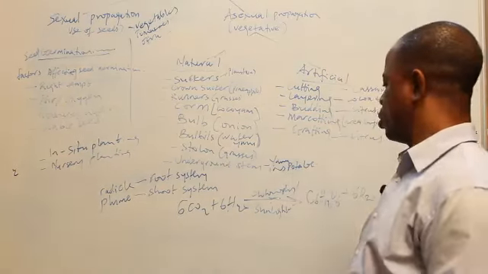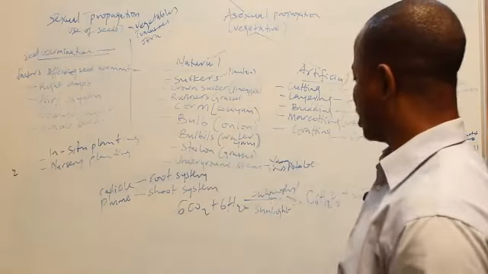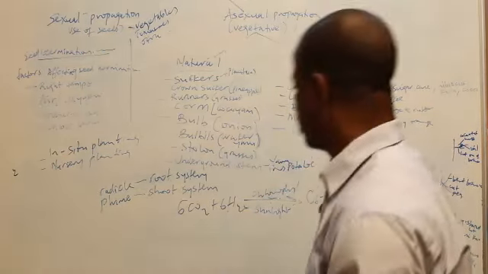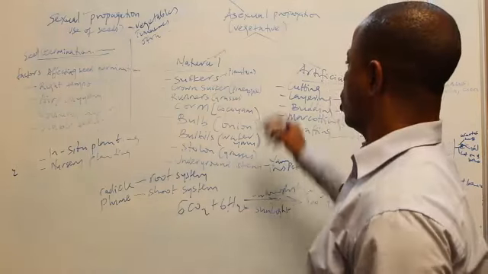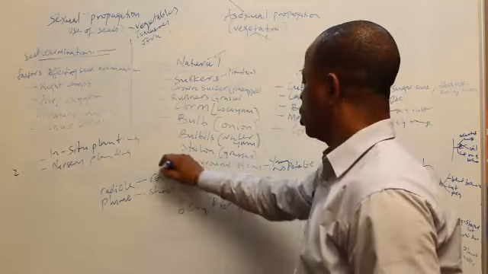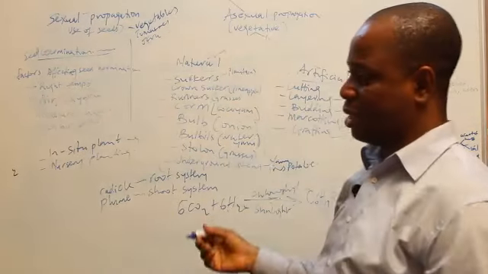Yam is not a root. Irish potato is not a root. They are stems. And this can be taken, cut to portions, and then replanted. All these are natural. They are natural vegetative propagation because they do not involve man's activities.